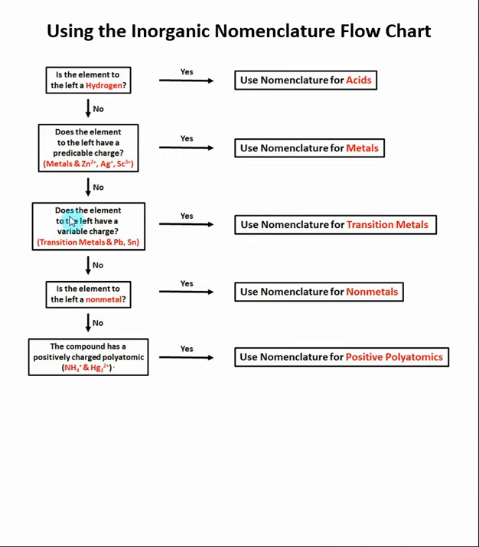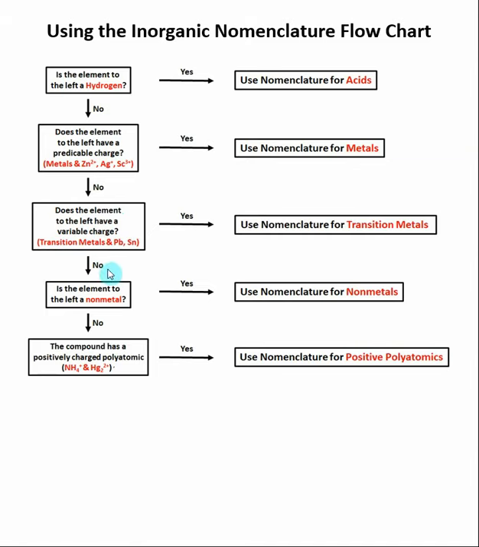Then you ask, does the element all the way to the left in the molecular formula have a variable charge? Here, transition metals have a variable charge, and then a couple of metals have variable charges, so they are named like transition metals, in this case, lead and tin. If you have one of these, you're going to follow the nomenclature rules for a transition metal.